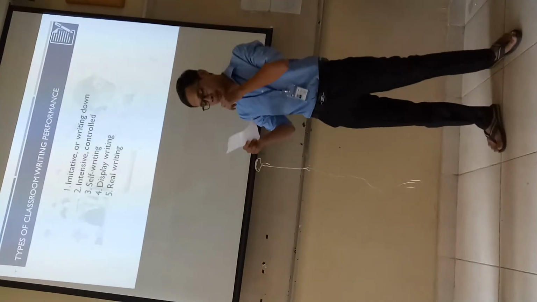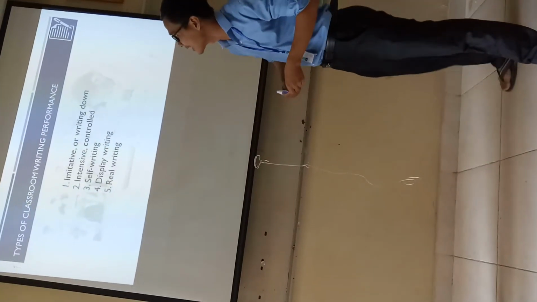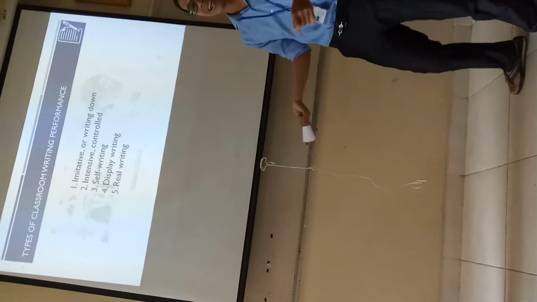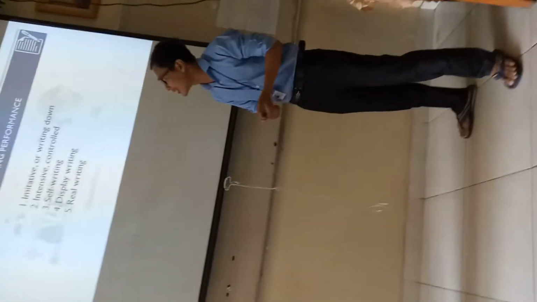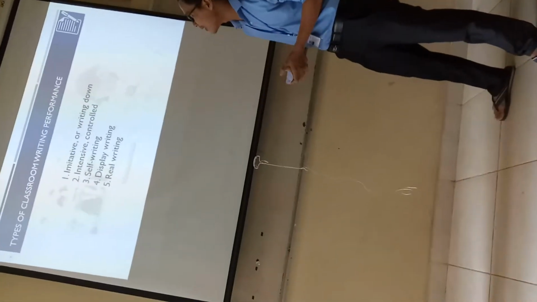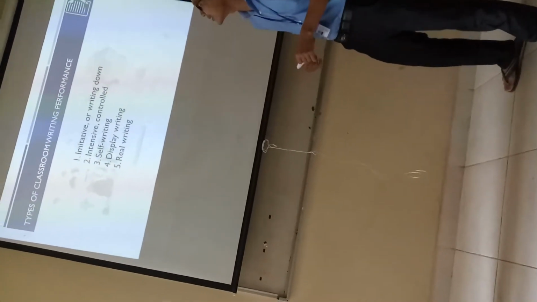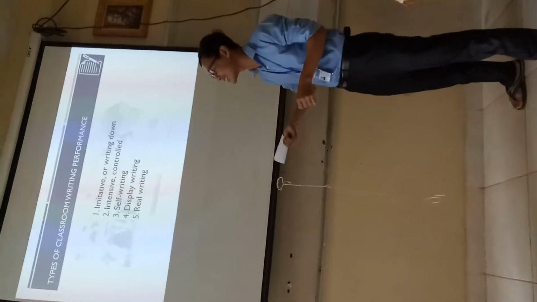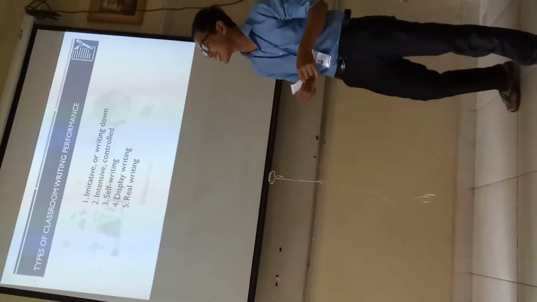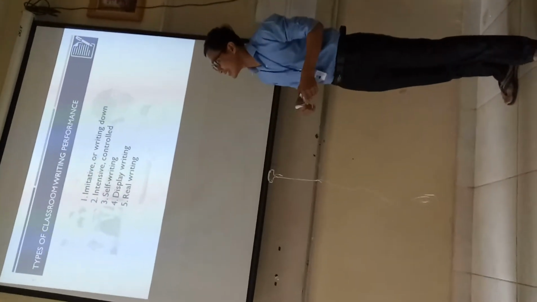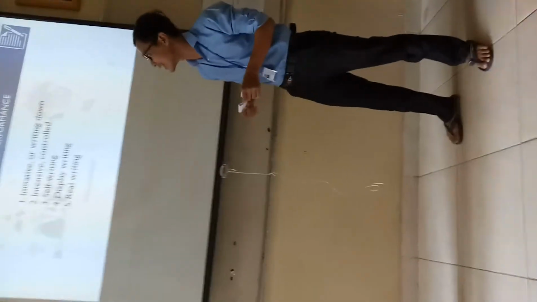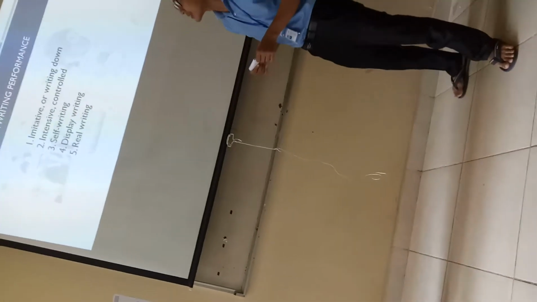Then we are going to talk about types of classroom writing performance. There are 5 types. One is imitative or writing down. Two is intensive, or controlled writing. Third, self-writing. Fourth, display writing. And fifth, real writing.